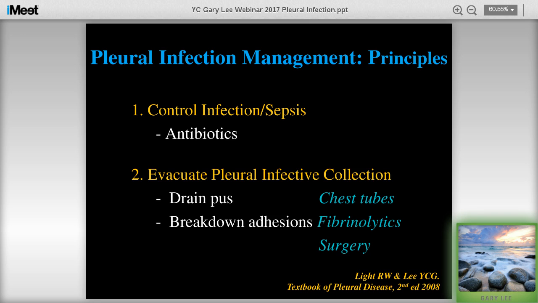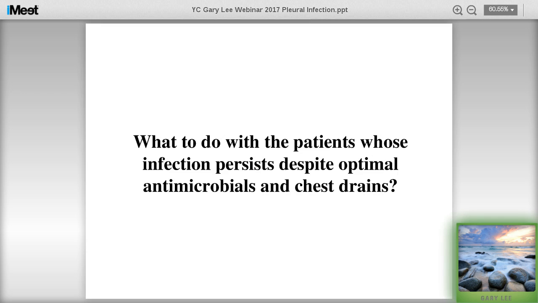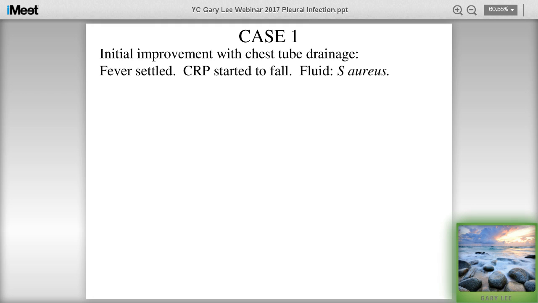This involves draining of the pus through chest tubes, and a lot of times you have to break down the adhesions to facilitate that, and surgery or fibrinolytics are the options you have got. But what do you do in those 20 or 30% of the patients in the large clinical trials whose infection persists despite optimal antibiotics and chest tube drainage?